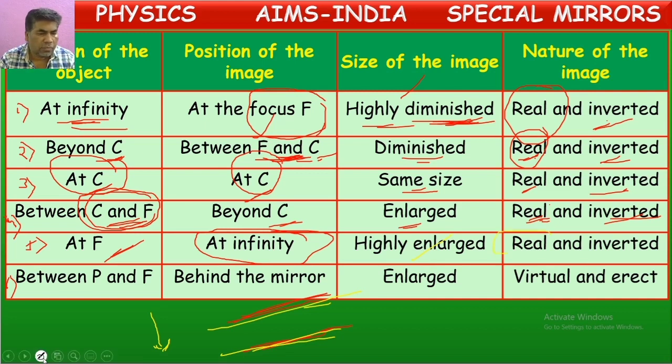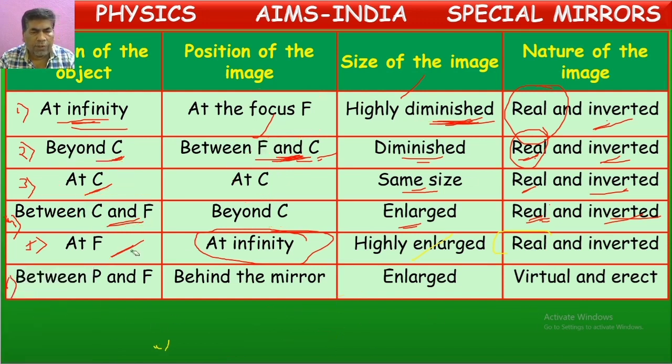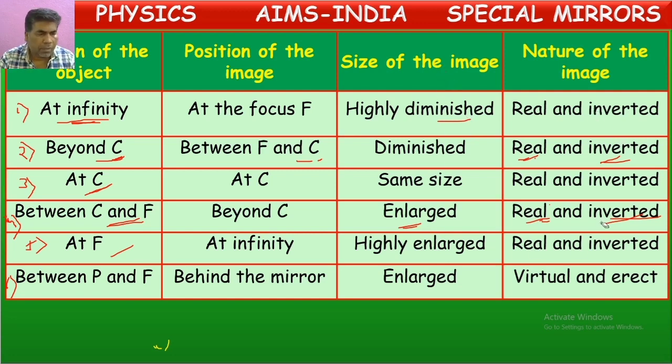In this case also. So in 5 cases, what we have observed? In 5 cases, the image size is increasing gradually, but nature of image is same.